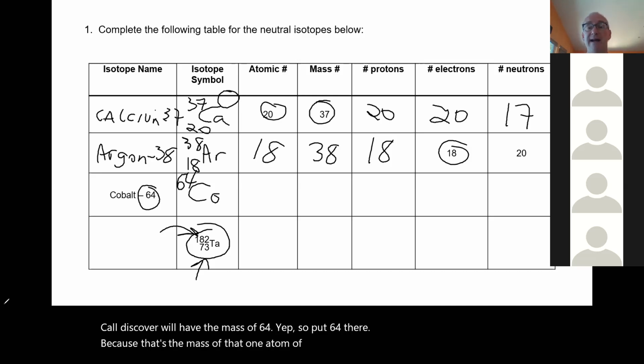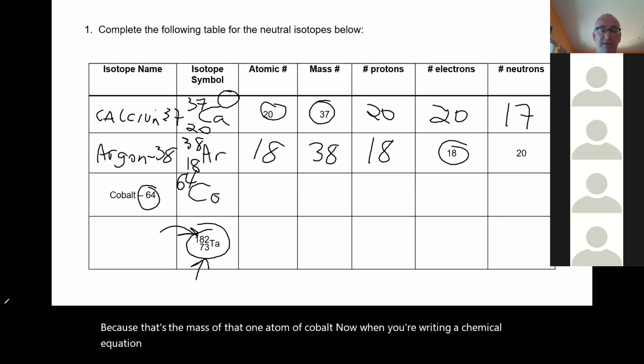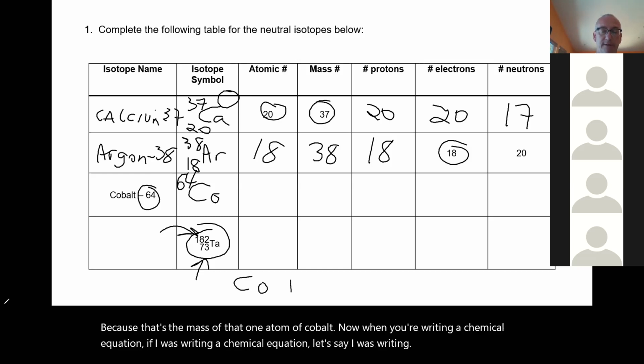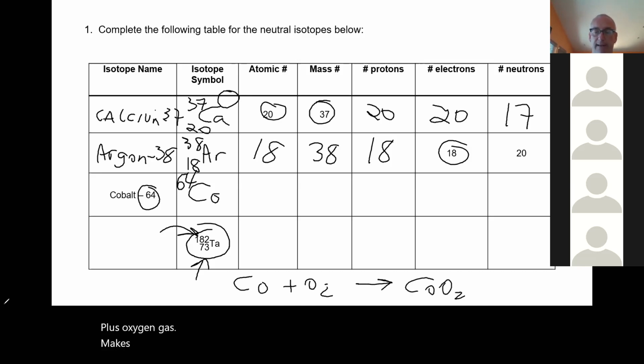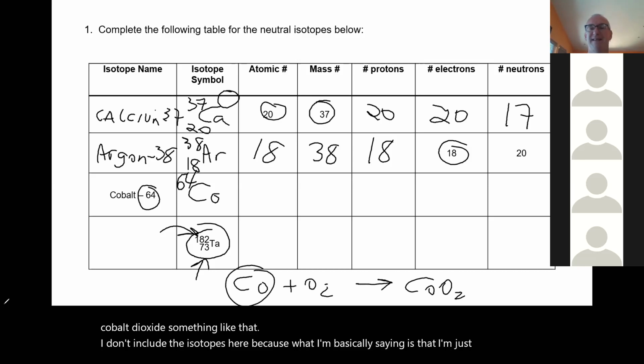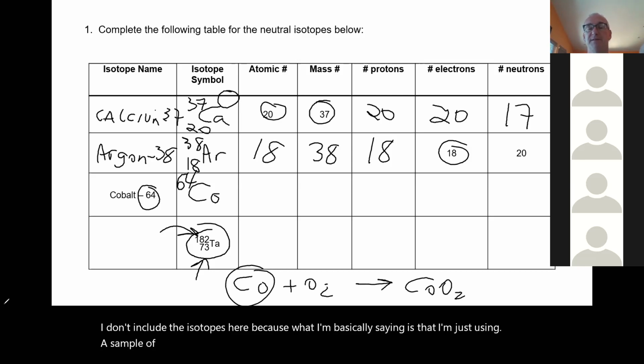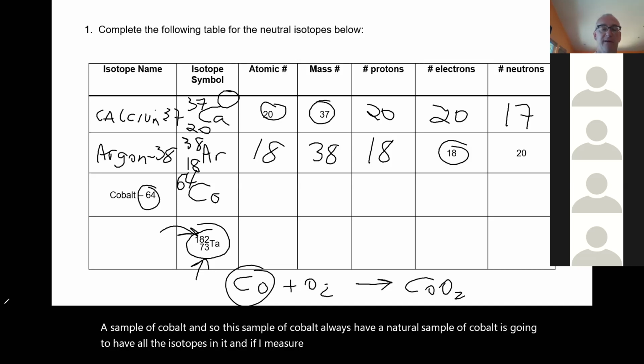Now, when you're writing a chemical equation, let's say I was writing cobalt plus oxygen gas makes cobalt dioxide, something like that. I don't include the isotopes here, because what I'm basically saying is that I'm just using a sample of cobalt. And so this sample of cobalt, if I just have a natural sample of cobalt, it's going to have all the isotopes in it. And if I measure the average mass of all the cobalt atoms in that sample, it'll be 58.9.